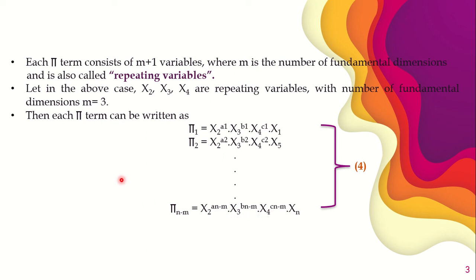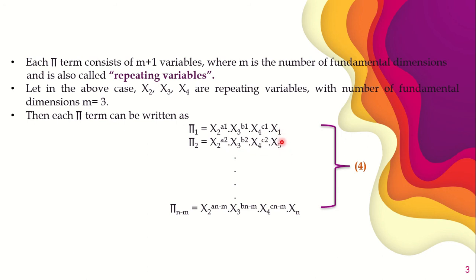So you should write each pi term as follows. Suppose in this case you are taking x2, x3, x4 as repeating variables, then pi 1 is equal to x2 to the power of a1 into x3 to the power of b1 into x4 to the power of c1 into x1. Pi 2 is equal to x2 to the power of a2 into x3 to the power of b2 into x4 to the power of c2 into x5.